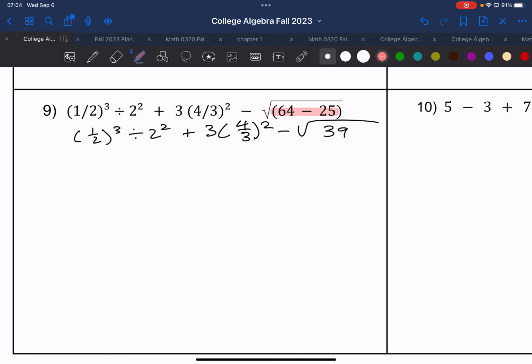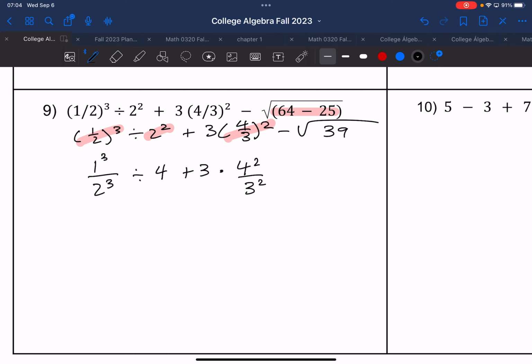Then you should have gone through and done all of your exponents. So when we have a fraction raised to a power of an exponent, that exponent goes to the numerator and the denominator. So this becomes 1 cubed over 2 cubed divided by 4 plus 3 times 4 squared over 3 squared minus the square root of 39. Okay, I just wrote out that extra step so you could see where that exponent was going.